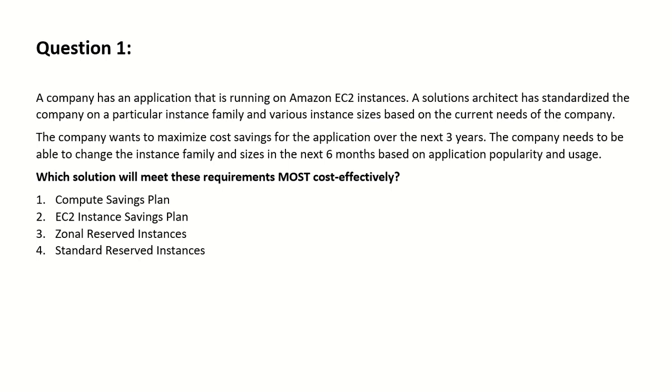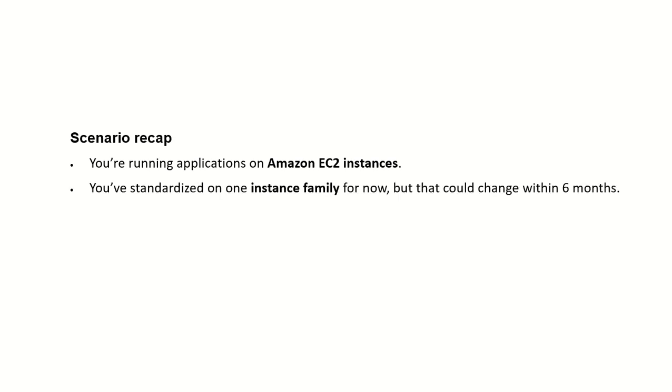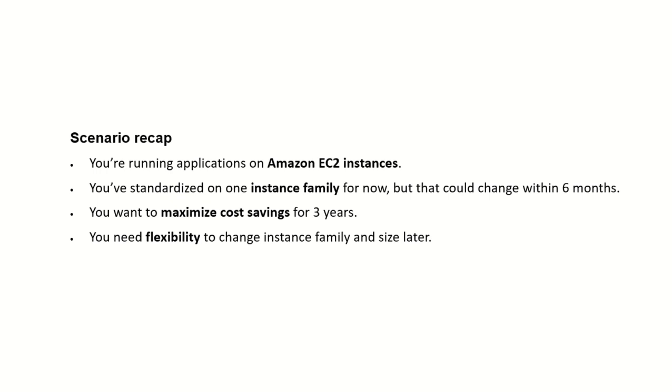Option 1 is compute savings plan, option 2 EC2 instance savings plan, option 3 zonal reserved instances, option 4 standard reserved instances. Let us see which one is correct. Now let us see the scenario recap. You are running an application on Amazon EC2 instances. You are standardized to one instance family for now, but that could change within 6 months. You want to maximize cost savings for 3 years. You need flexibility to change instance family and size later.